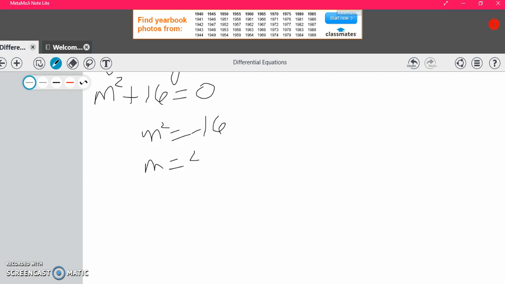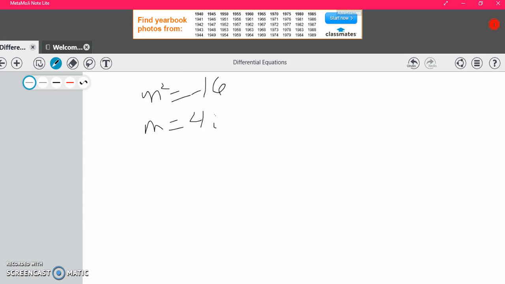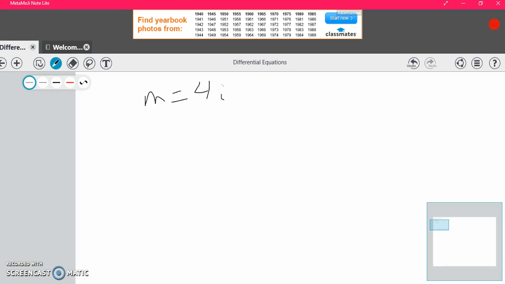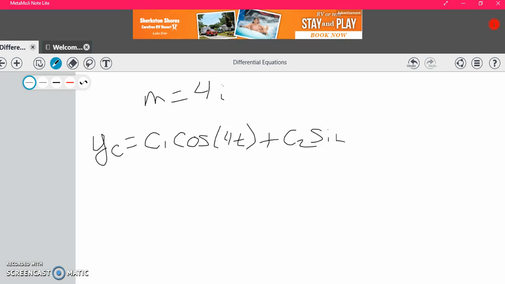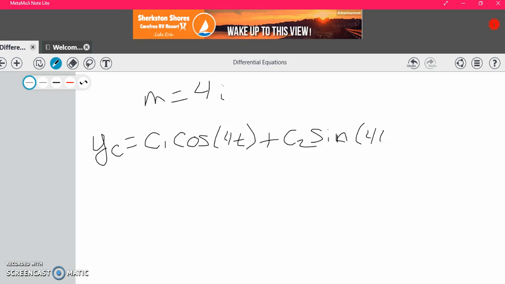m then equals 4i, because radical negative 1 is not a real number, and so we replace it with i. So m equals 4i, which automatically means that we are using sine and cosine rather than e. So our y sub c is equal to c1 cosine of 4t plus c2 sine of 4t.